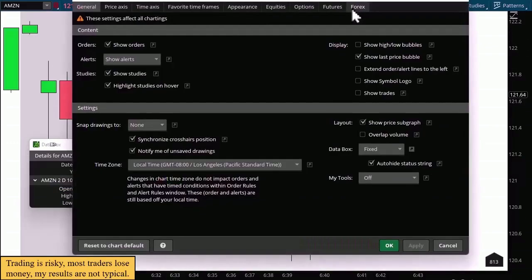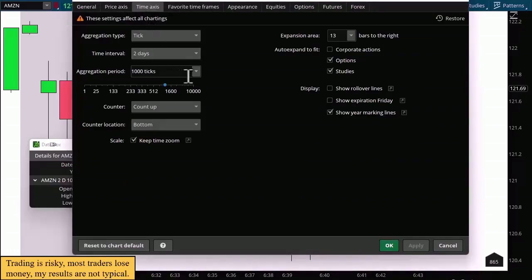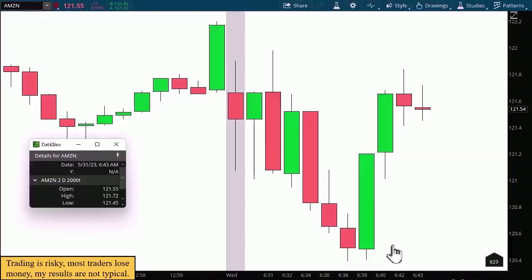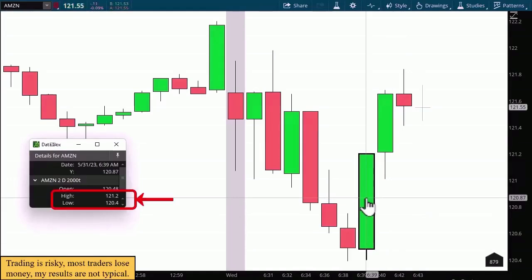And that is a very critical aspect of how to choose a time interval that a lot of people don't think about. So if we move this back on up, let's make it 2,000 ticks. Now you can see that your risk is going to be more. The high is 121.20, the low is 120.40, and therefore our risk now is, what's that, 80 cents. So this is one of the key elements.